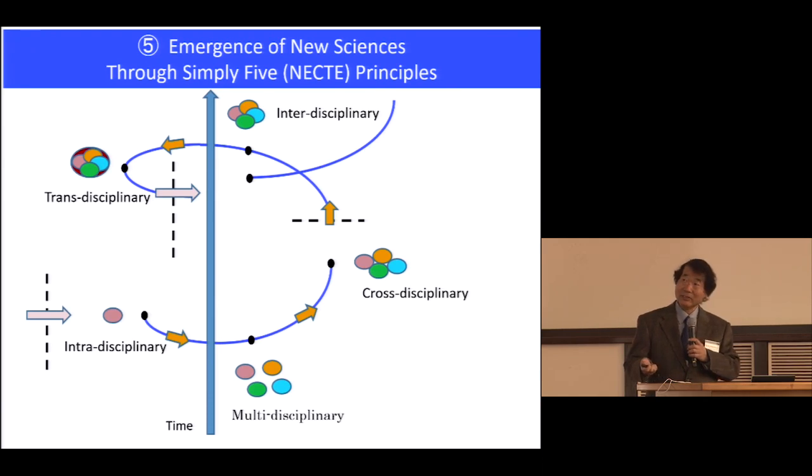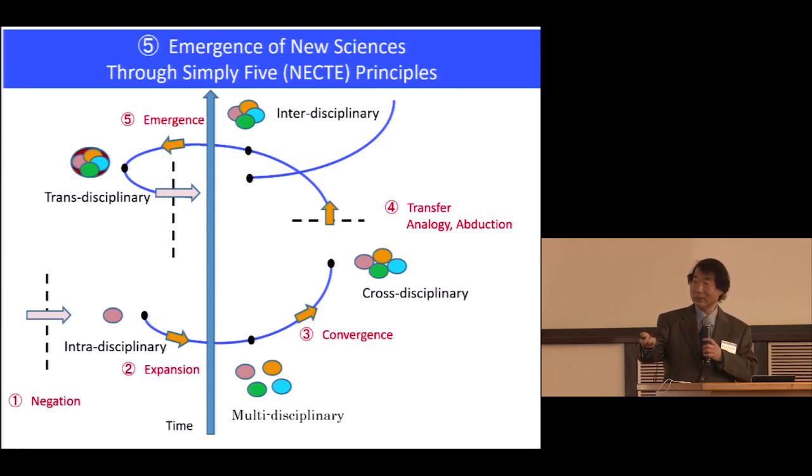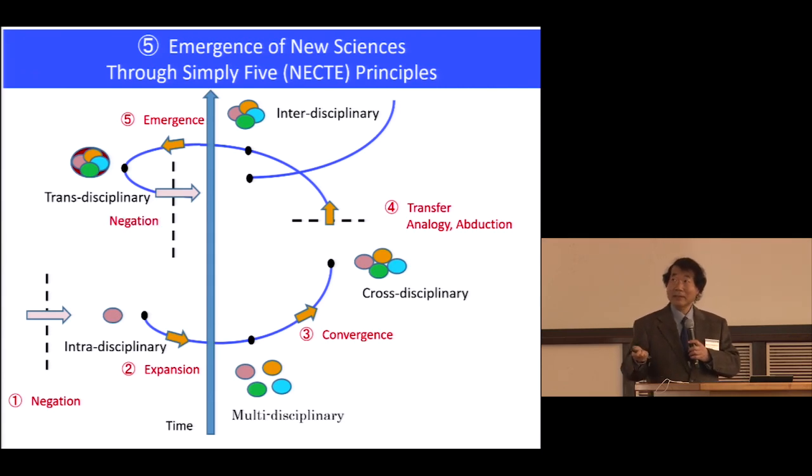And the interesting thing is, starting from negation, expansion, convergence, transference, and emergence, we can design or make some image about these different principles. And then if we start another negation, another spiral starts forever. As a result of this cyclical situation, new sciences emerge. This is the overview. Now let's get into each principle in detail.